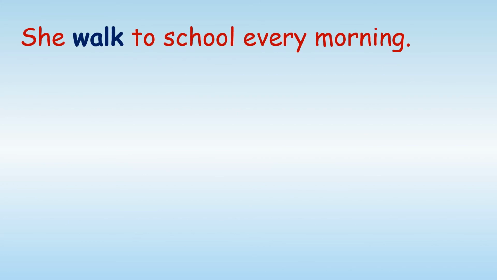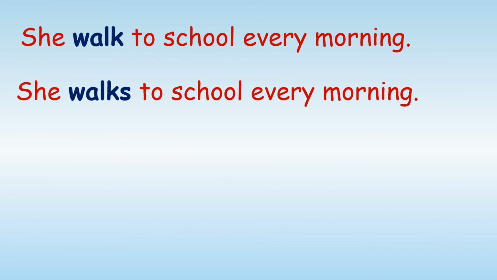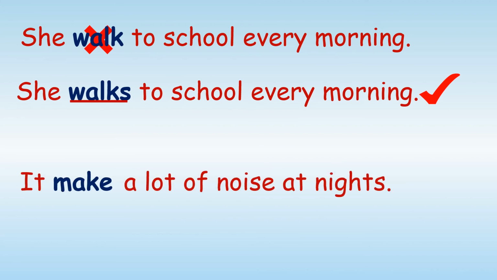She walked to school every morning, or she walks to school every morning. Which one is correct? So we do not say she walked to school every morning. We will say I walk to school every morning, or you walk to school every morning. But when using she, you have to add S to the verb. So we say she walks to school every morning.